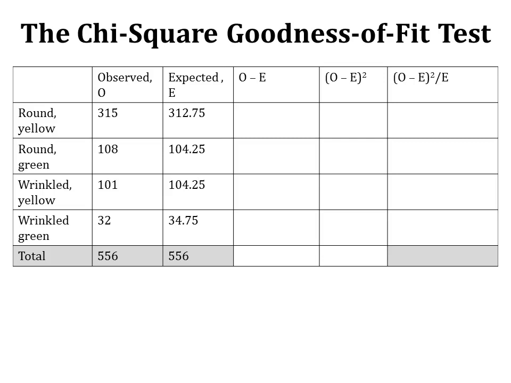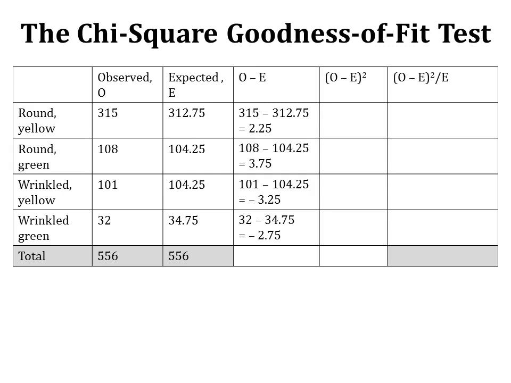And now the table for the calculation of the chi-square value. We have observed frequencies and expected frequencies, and the total is the same. The next step is the calculation of the difference between observed and expected frequencies. The difference between the observed and expected frequency of round yellow seeds is 2.25. The difference for round green is 3.75. The difference for wrinkled yellow is 3.25.